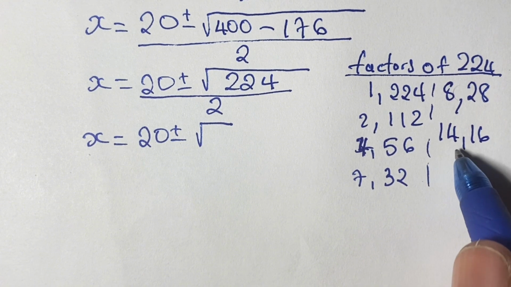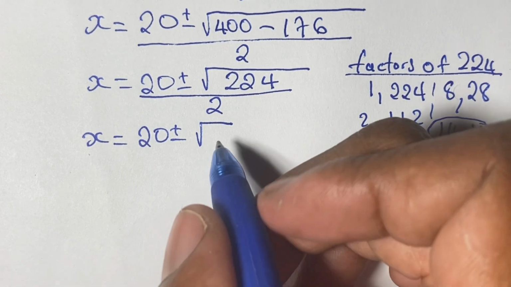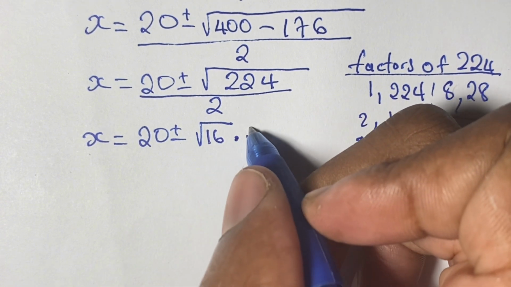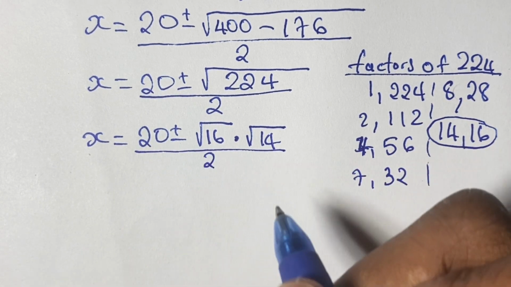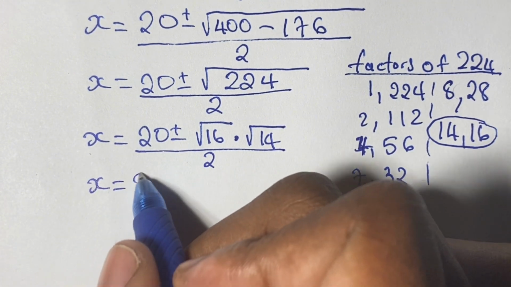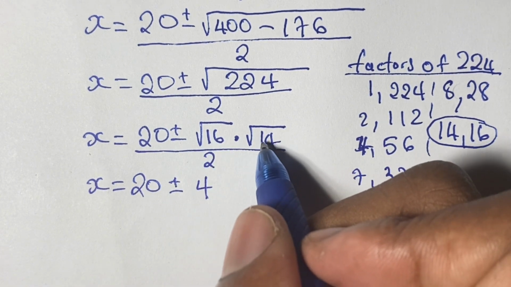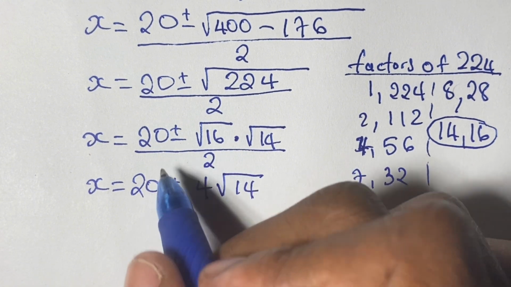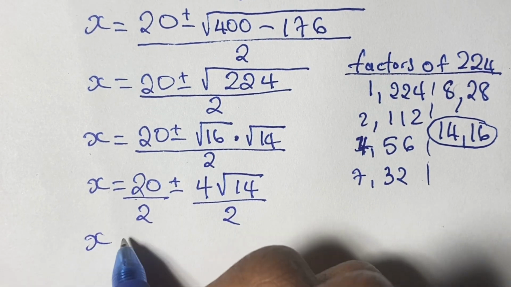As we can see here, 14 and 16 is our lowest pair, so we're just going to choose this pair. We write this out as the root of 16 times the root of 14, all over 2. Now this means that x is equal to 20 plus or minus, we know the root of 16 gives us 4, and we also have the root of 14, which is an irrational number. So that's 4 times root 14. We can write all over 2 as 20 over 2 plus or minus 4 root 14 over 2.